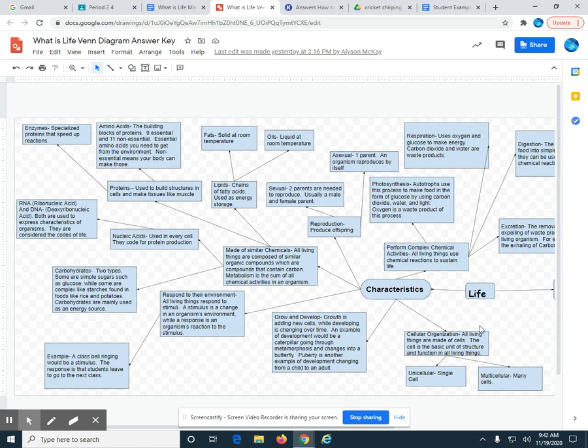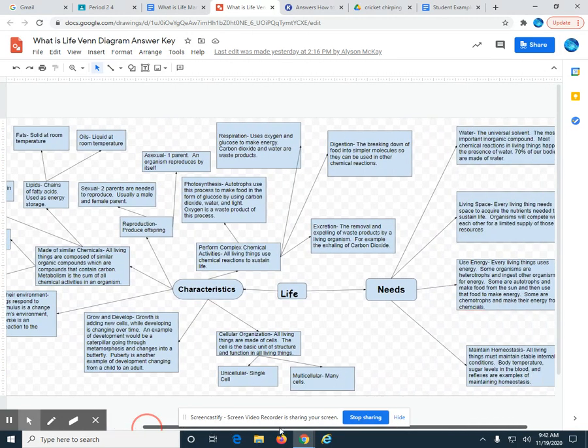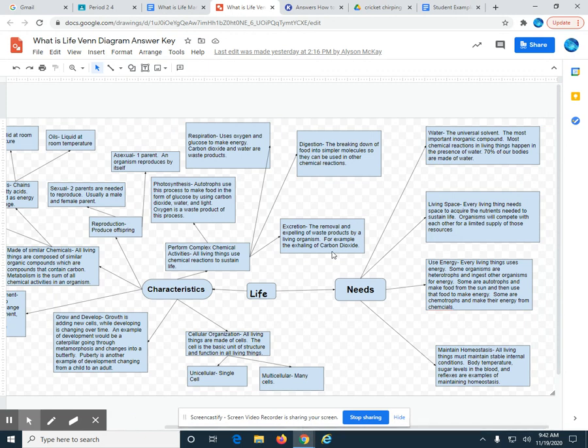Okay, cellular organization. All things are made of cells, the basic structure and function of all living things. You're either uni, a prefix that means one, unicellular, single cell, or multicellular, many cells. Okay? And lastly, the four needs of living things are water, living space, using energy, and maintaining homeostasis.